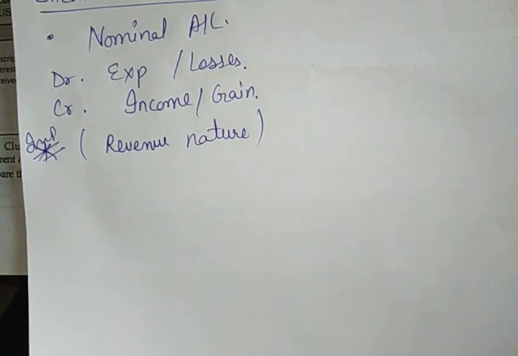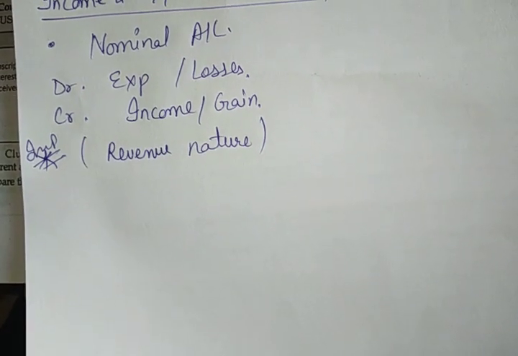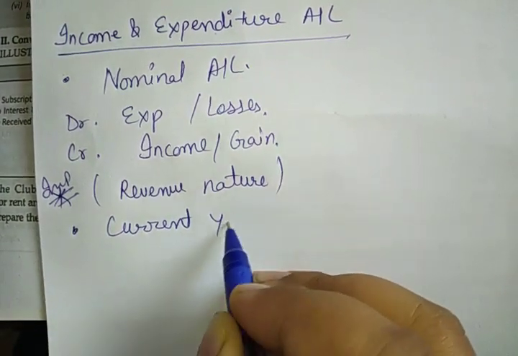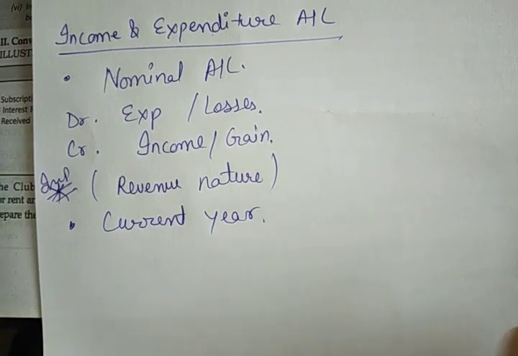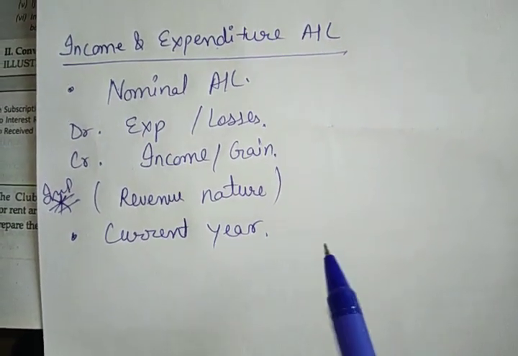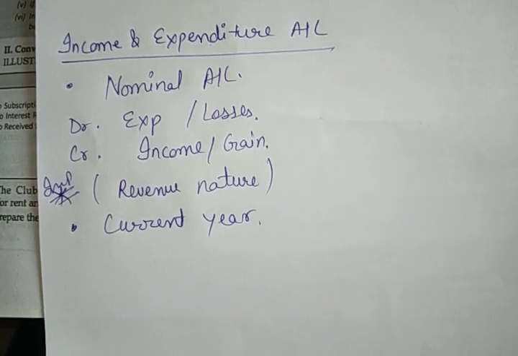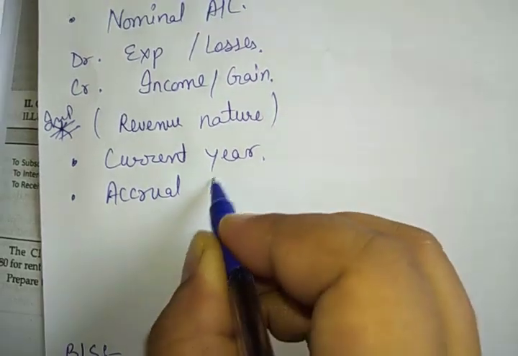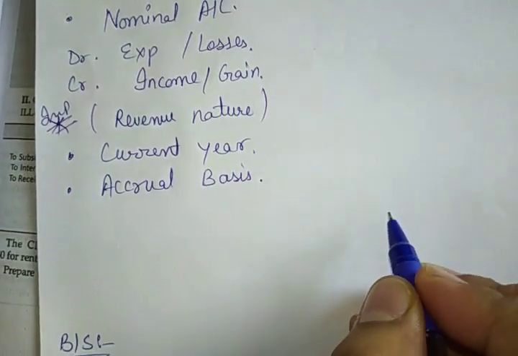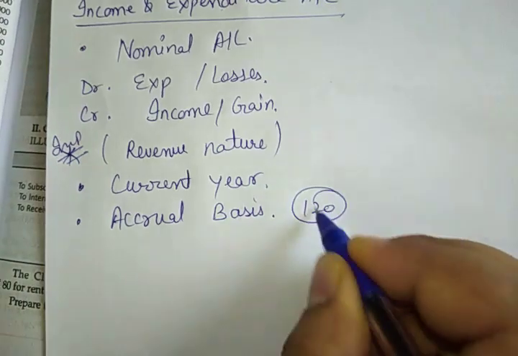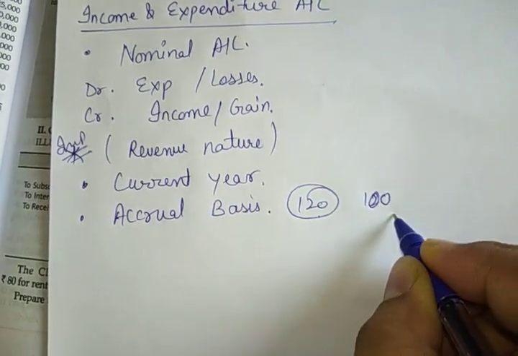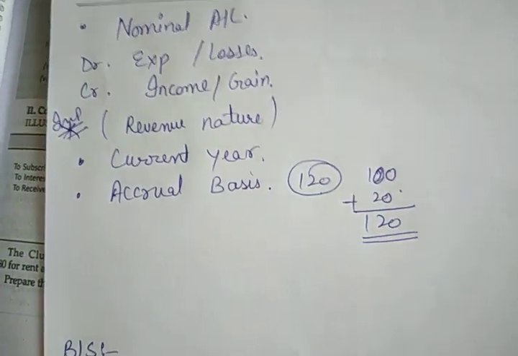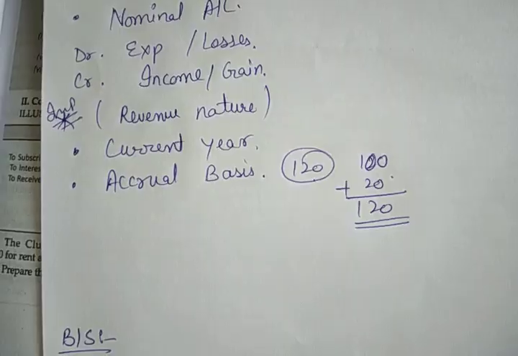Next, this will record the events of the current year only. If the payment is made for the previous year, then that will be excluded. If the receipt is made for the next year, that too will be excluded. It will be made on accrual basis. Accrual basis means if you have to receive 120 rupees this year, but you received 100 rupees only, then you will add 20 as outstanding and show 120 in your books, which means the money which is not received will also be shown in the books of accounts.